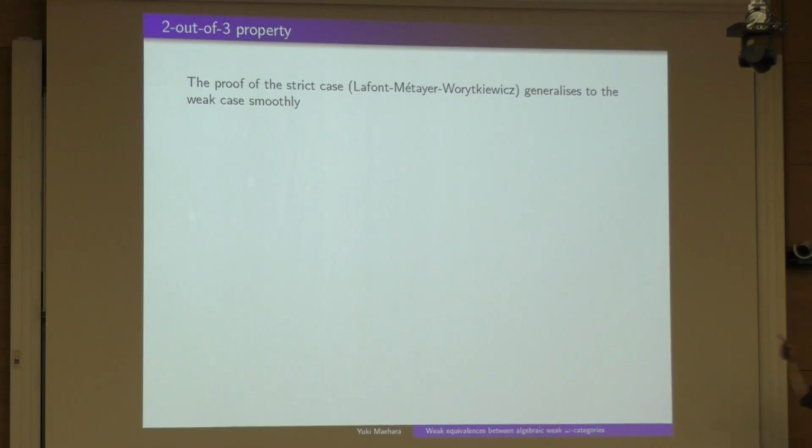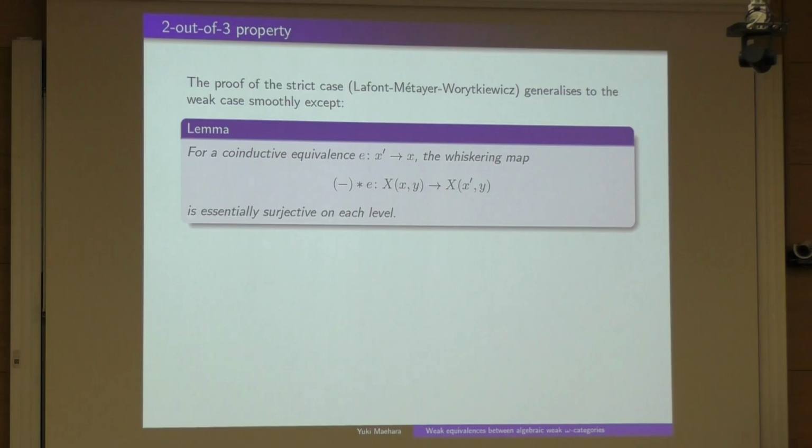The proof of the strict case more or less generalizes to the weak case smoothly, by, again, encoding everything as operations and lifting all the operations to the weak world, except for this lemma, which says that if you have a co-inductive equivalence little e, then whiskering with this little a defines a map between the homs, and we want this whiskering map to be essentially surjective on each level. You need this lemma because a weak equivalence is something that is essentially surjective on each level, so you'll be carrying around these weaknesses, the essential bits.